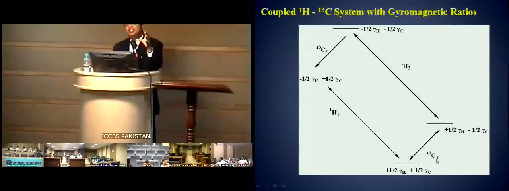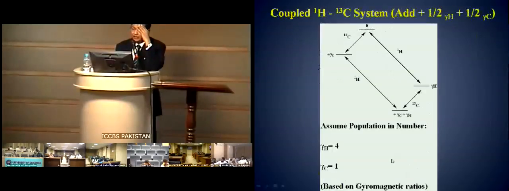You see, this is a population difference which gives you a signal. So you do this and you would get this one. Okay? Here you have an absolute cancellation of carbon. Here you would have cancellation of both of them. You would have only... Now, I want to place the populations in terms of numbers. I want to give them a number. And this number is 4 and 1 just based on gyromagnetic ratio. I don't want to consider the abundance right now at this point of time.